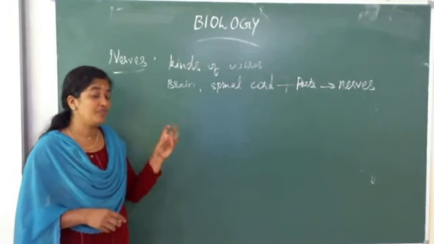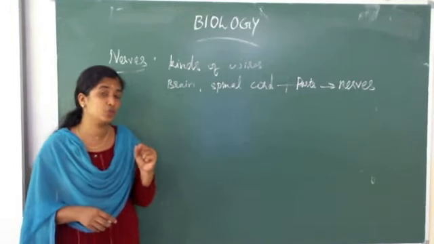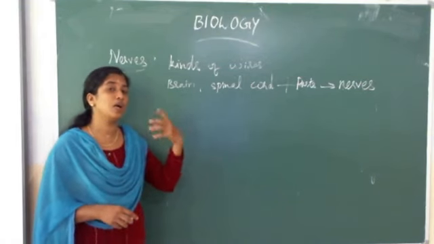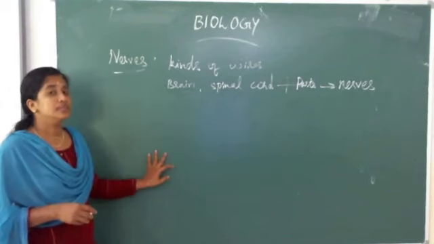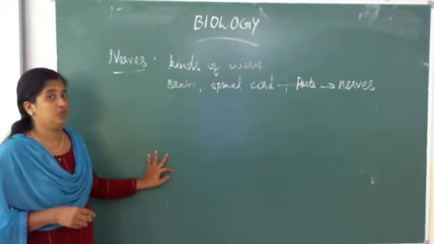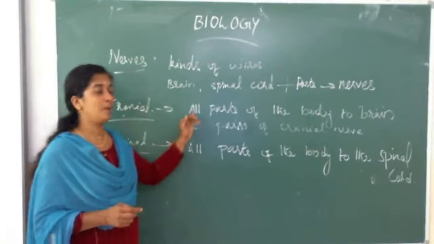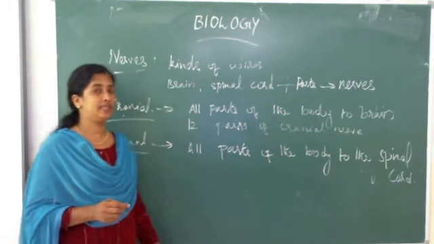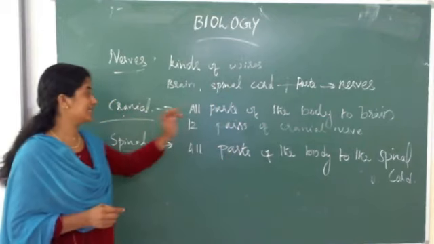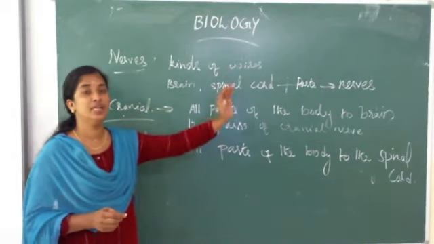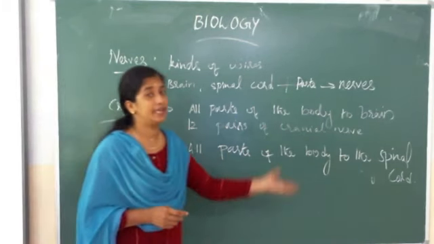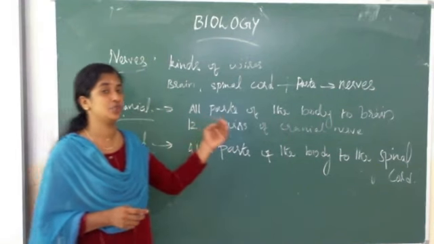Millions of nerves come together to form a network, through which the connection of brain and spinal cord to all other body parts takes place. There are mainly 2 types of nerves, cranial nerve and spinal nerve. The cranial nerve connects parts of the body to the brain, and it consists of 12 pairs of nerves. Then the spinal nerve connects all parts of the body to the spinal cord.